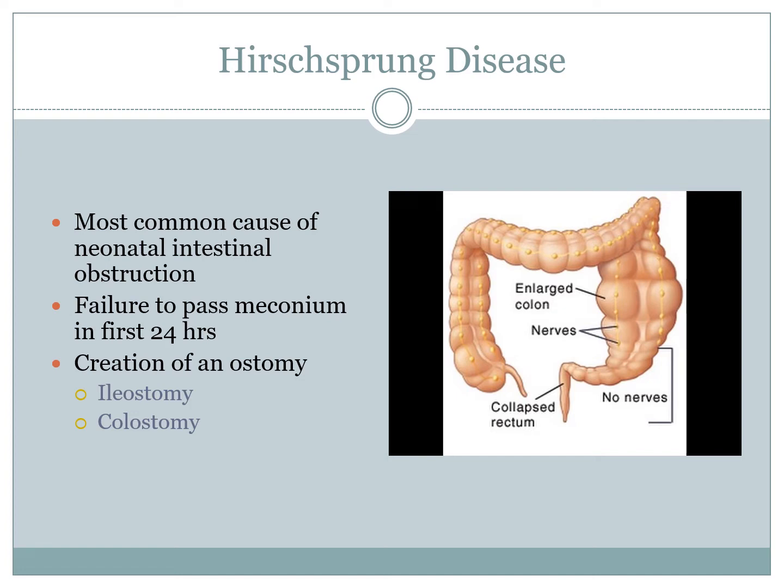Hirschsprung disease is a movement disorder of the intestinal tract that results in obstruction. Within the first 24 hours, an infant should be passing meconium. And apparently Hirschsprung disease is the most common cause of neonatal intestinal obstruction. So what does it look like ultimately? Well, there's an aganglionic bowel. That means that there is no nerve innervation. So how is movement supposed to occur if there's nothing to signal that movement needs to occur? All right. So what's going to happen? Well, there's going to be surgery, and there's going to be an ostomy that gets put into place.